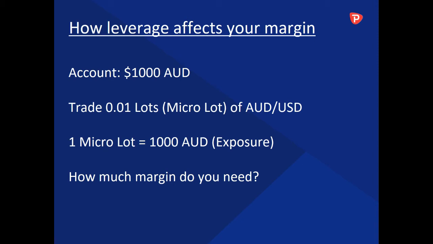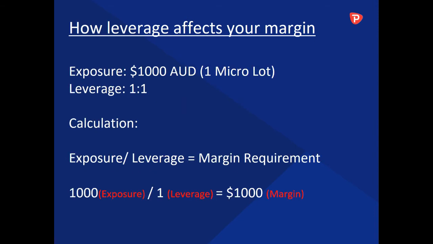Aussie trading against the US dollar. 1 microlot is the smallest trade size. So you will have $1,000 exposure in the market, but how much margin do you need? Well, exposure is $1,000, your leverage is 1-to-1, so $1 in your account has $1 buying power in the market. This is a calculation of your margin. 1,000 exposure divided by your leverage gives you 1,000 Aussie margin requirement.